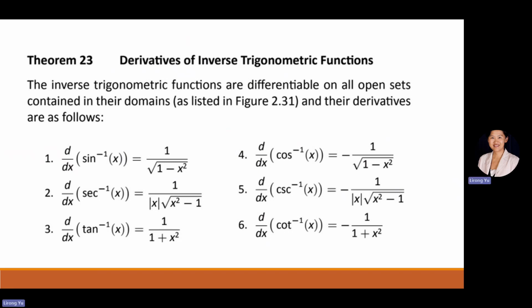Other than that, we have tangent inverse, and this is something that we hope you'll remember. The derivative of tangent inverse is 1 over 1 plus x squared, and the derivative of cotangent inverse is -1 over 1 plus x squared. Again, whenever you differentiate a cofunction, you always have a negative sign. Secant and cosecant also have a negative. Other than that, they're almost the same.